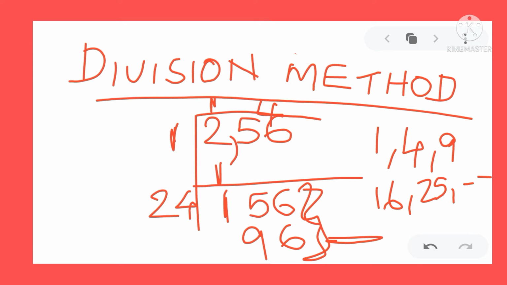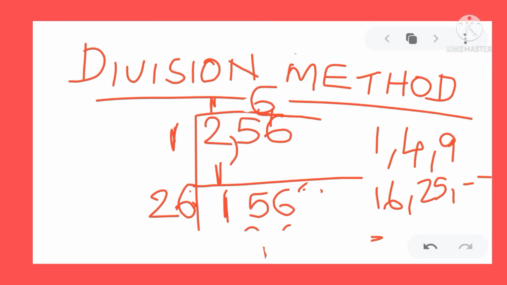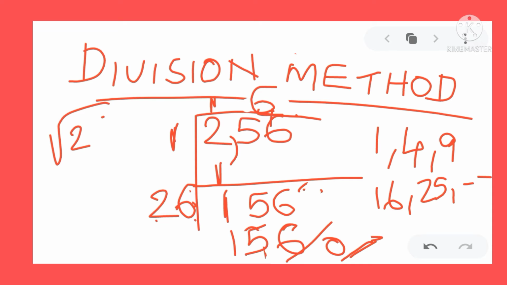Then we want to check whether it is 6. That means we write 6 here. 6, here also 6. Then multiply 6 into 6, 36. 3 is remaining. 6 into 2, 12 plus 3, 15. So we get the remainder 0. So root 256 is equal to 16.